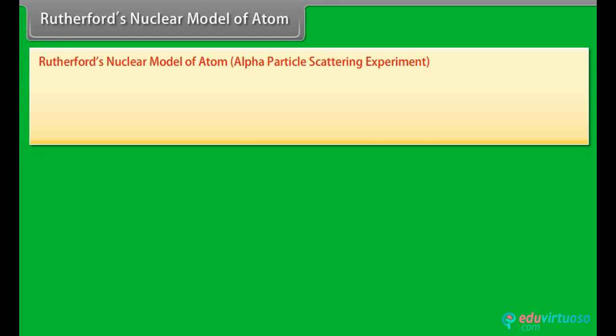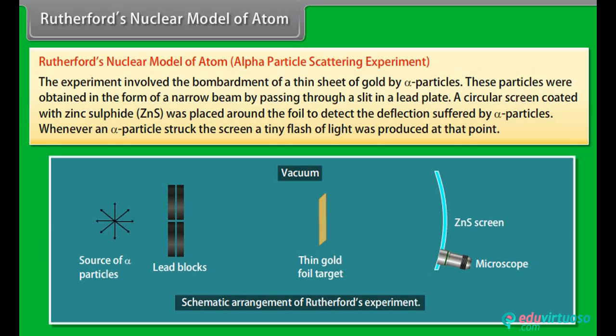Rutherford's nuclear model of atom. Alpha particle scattering experiment. The experiment involved the bombardment of a thin sheet of gold by alpha particles.